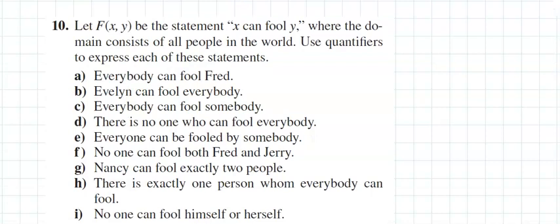Okay, this one states, let F of x, y state that x can fool y. Anytime you use that, the first can fool the second. Where the domain consists of all people in the world, use quantifiers to express the given statements. Okay, so let's say everyone can fool Fred.